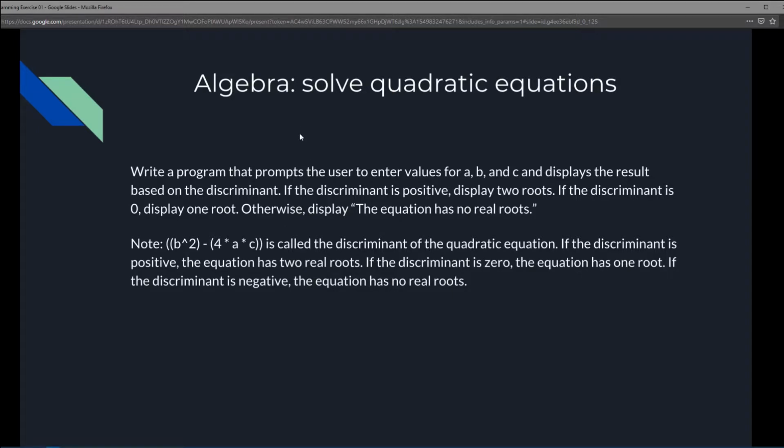Note, to solve for the discriminant, we have b squared minus 4 times a times c, which is called the discriminant of the quadratic equation. If the discriminant is positive, the equation has two real roots. If the discriminant is 0, the equation has one root. And if the discriminant is negative, the equation has no real roots.